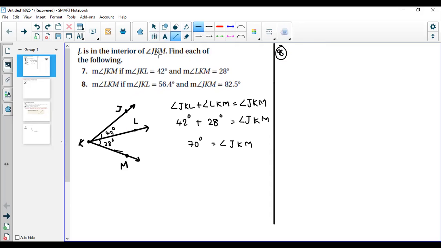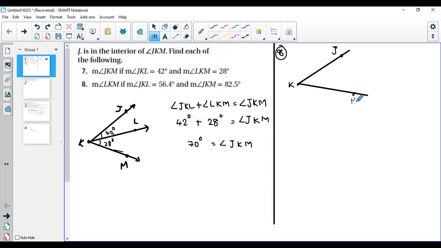So L is the interior of angle JKM. Again, we are using the same thing, but the numbers will be different. So draw the angle, name it J, K, and M. And as we know, interior of the angle is L. So we keep this as the interior. And then again, we need to separate. Make sure that you draw it correctly.